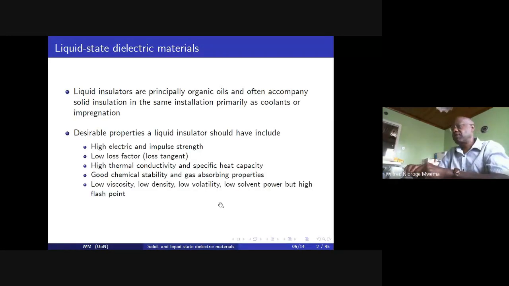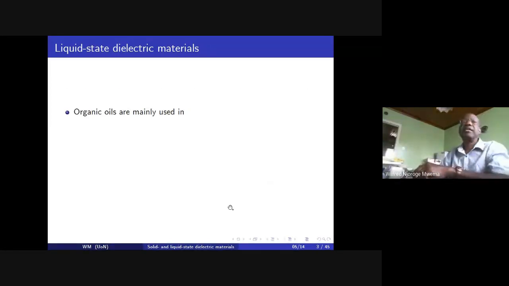It should also have low viscosity and low density, as well as low volatility and low solvent power, but high flash points. Flash points being the temperature at which the material may combust or break into flames. Low flammability and toxicity are also environmental requirements for such a material. Organic oils are mainly used in transformers and switchgear. For those of us who will be dealing with high current options in fifth year, we'll have to deal with this kind of switchgear and transformers, so I don't have to go into definitions of what they are.